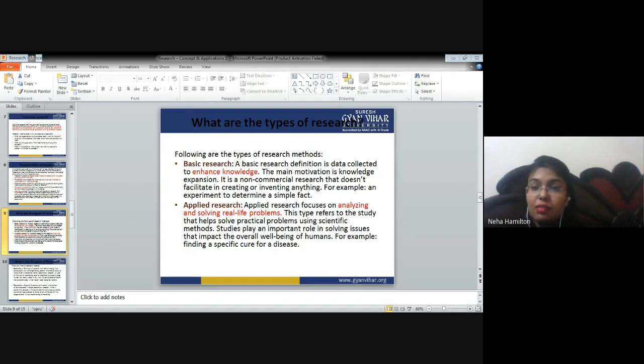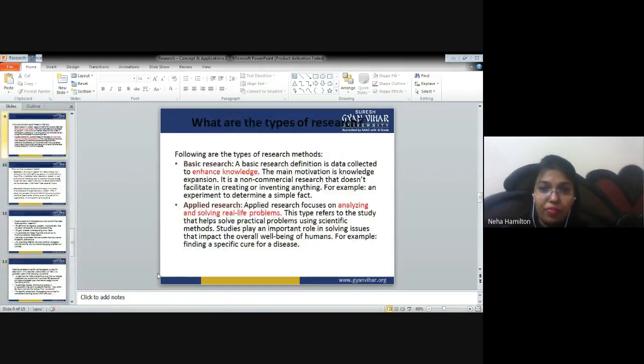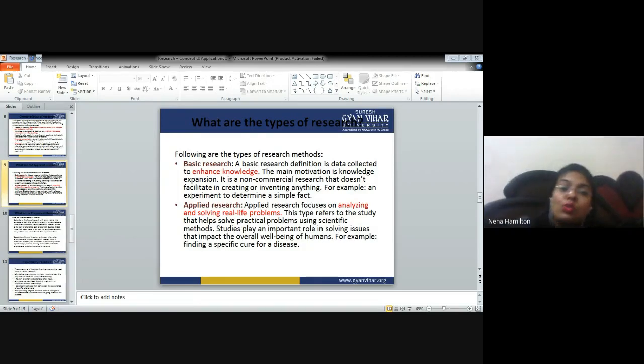Next is types of research. Now, types of research is also very important because we need to understand what are the dimensions of a particular research, in what particular directions the research is going, right? So that's why we need to understand the basic types of research. So the first type of research is called basic research.